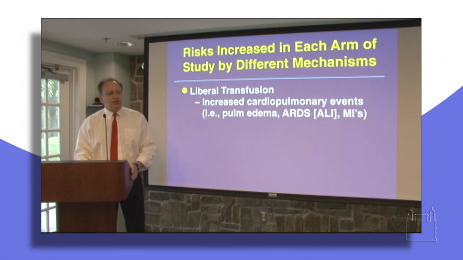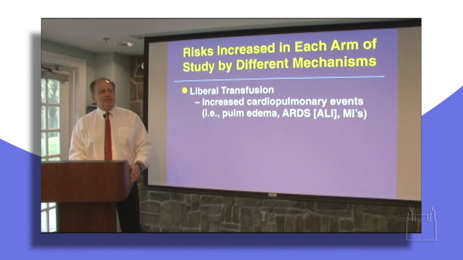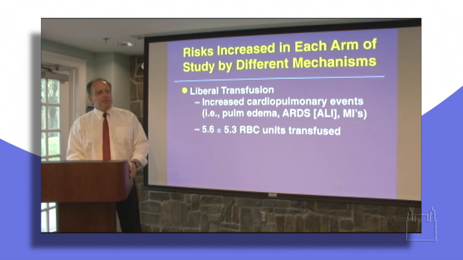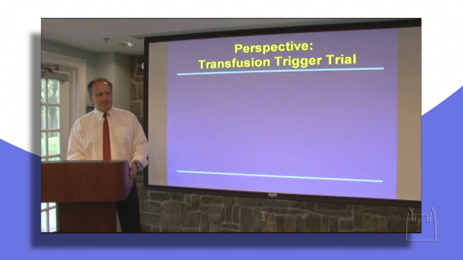In the liberal transfusion arm, there was a significant increase in cardiopulmonary events. People were doing things you normally don't do, transfusing euvolemic patients with blood. They had pulmonary edema, a significant increase in ARDS, and myocardial infarctions. They got a lot of blood, 5 units plus or minus the standard error of 5. Their hemoglobins were kept relatively high.